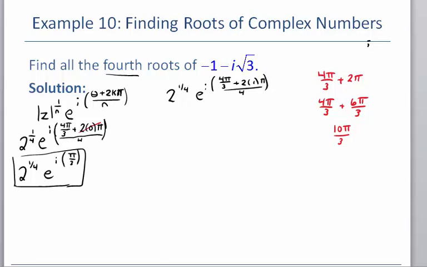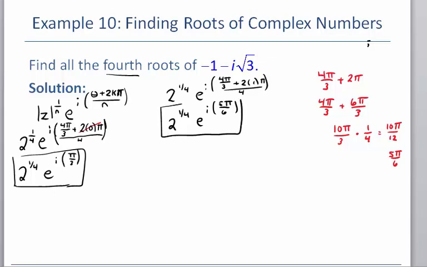And we're taking that number, that's just the top part of this fraction, we're taking that number and dividing by 4, which we know is the same thing as multiplying by 1/4. So I'm going to get 10 pi over 12, which is going to reduce to 5 pi over 6. So lots of algebra skills playing into that simplification there. All right, so my final answer here is going to look like this for the second root. All right, let's go ahead and move on to our third root.